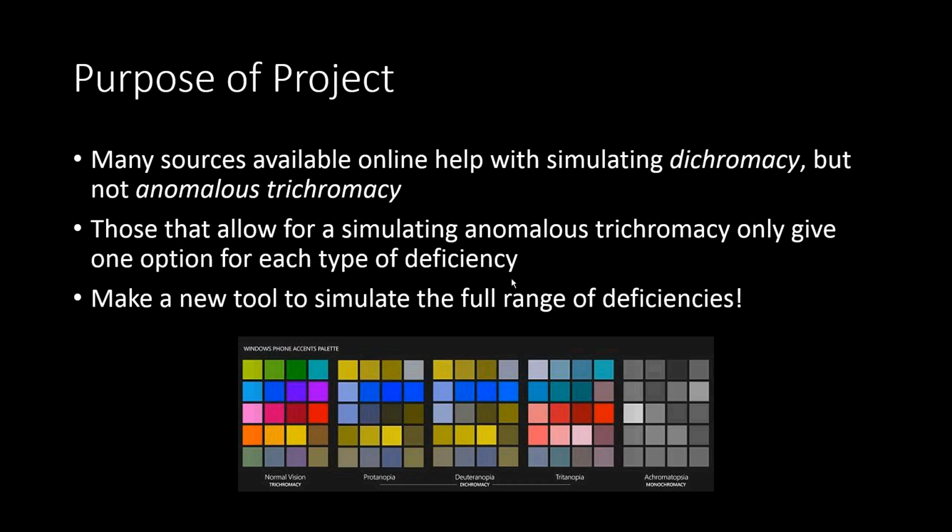The purpose of this project is to help with the simulation of anomalous trichromacy. The problem with most online simulators today is that they actually only simulate dichromacy, which is the complete lack of one of three cones. Those that do allow for simulating anomalous trichromacy only give one option for each type of deficiency. The problem with this is that anomalous trichromacy exists among a range, not one single deficiency. So I'm trying to make a tool that will simulate the full range of deficiencies for the user.